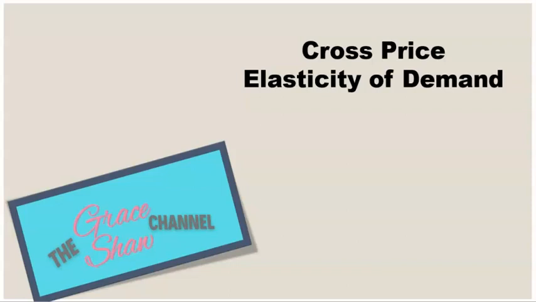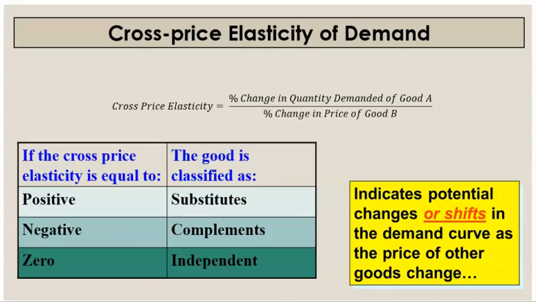So only the price of one is going to change. And how does that affect demand? So let's take a look. Cross-price elasticity can be calculated by the percent change in the quantity demanded of good A divided by the percent change in the price of good B. So if that relationship gives you a positive number, then we classify that good as a substitute. If it's negative, it's a complement. If it's zero, it's an independent good.